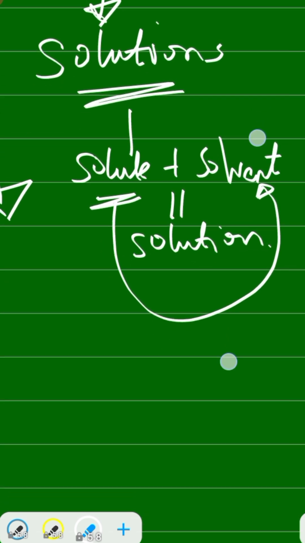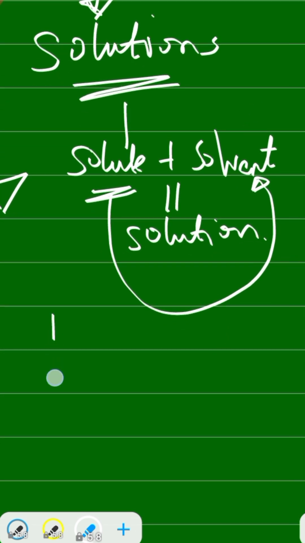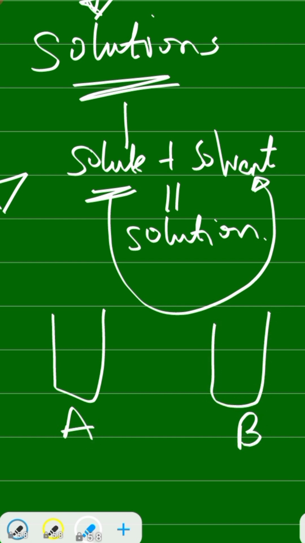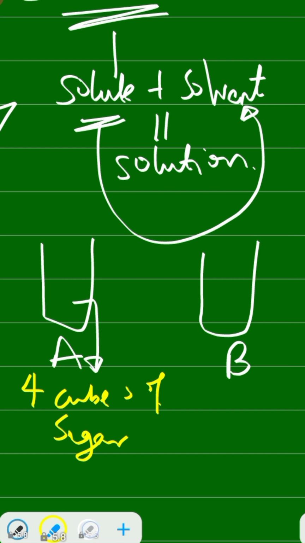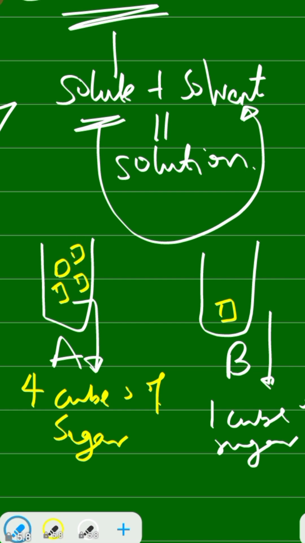So take for example, you have two containers like this. This is container A, and this is container B. Container A contains 4 cubes of sugar, while container B contains 1 cube of sugar. Then you add water to dissolve these cubes of sugar. You also add water here to dissolve the cubes of sugar.